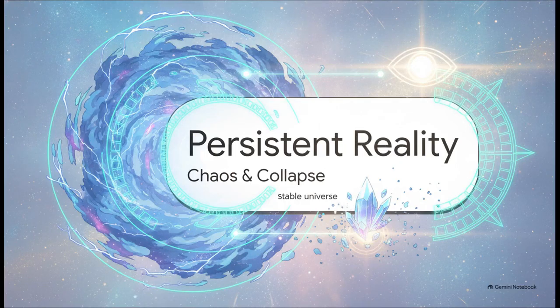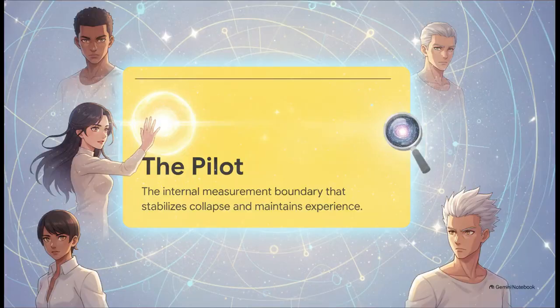Section 1. The illusion of persistent reality, or quantum chaos and the need for collapse. So the first massive paradigm shift of retcon theory is that the universe doesn't persist on its own. It's just not a static, solid box that sits there and exists. It actively requires internal measurement boundaries to stop it from turning back into chaotic radiation. Persistence is not intrinsic, it is generated, and it's maintained. And to really grasp this, we have to define what makes that persistence happen. That brings us to the pilot.